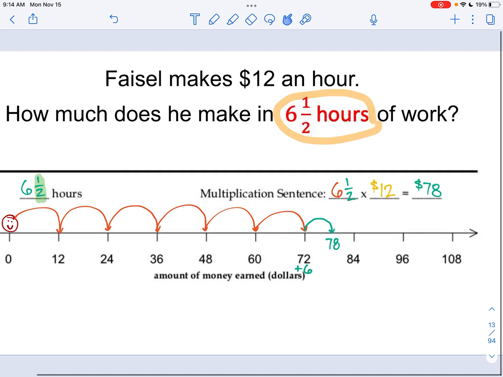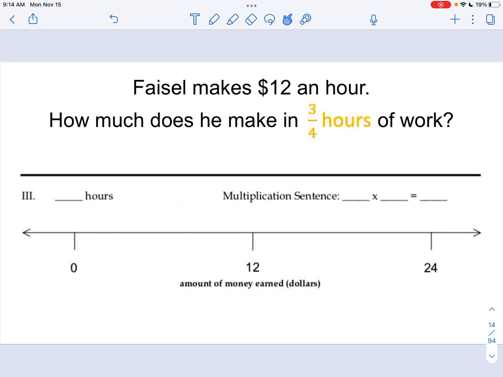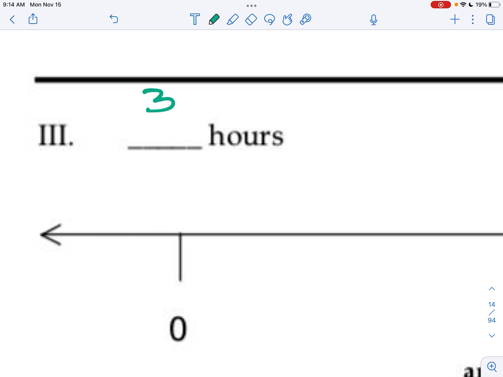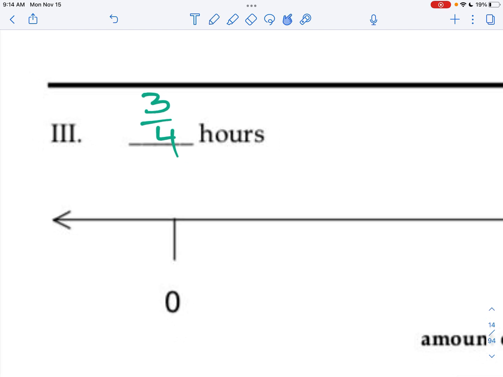All right, let's do one more. Faisal still makes $12 an hour. This time he only works 3/4 of an hour. All right, he gets a call that his kid is sick and he has to go home. So I'm going to write 3/4. That's not very much. It's less than a whole.